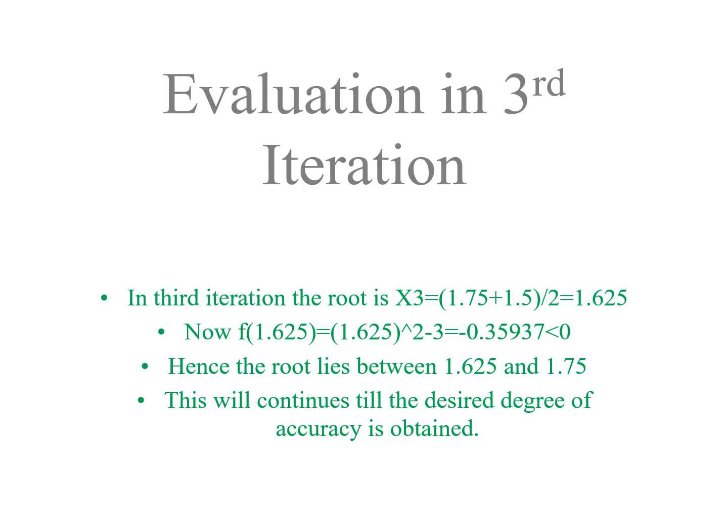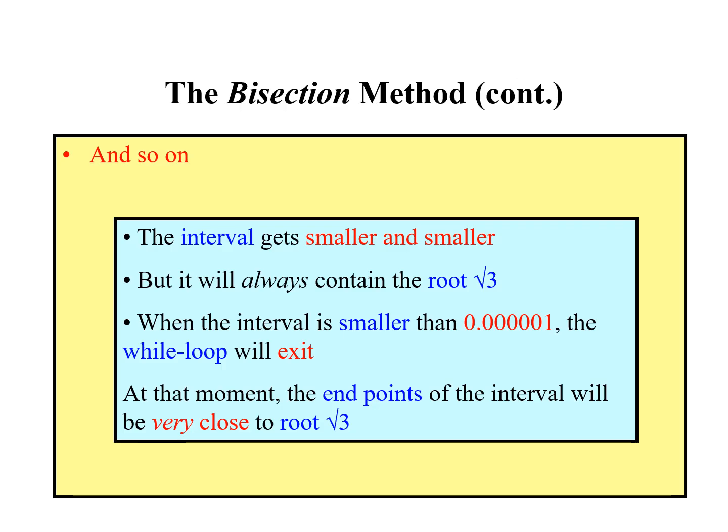This will continue till the desired degree of accuracy is obtained. And so on, the interval gets smaller and smaller, but it always contains the root root 3, that is 1.7328. When the interval is smaller than 0.00001, the while loop will exit and the iterations will terminate and return a value which is the root of the given equation, which is very close to the exact value, that is root 3.